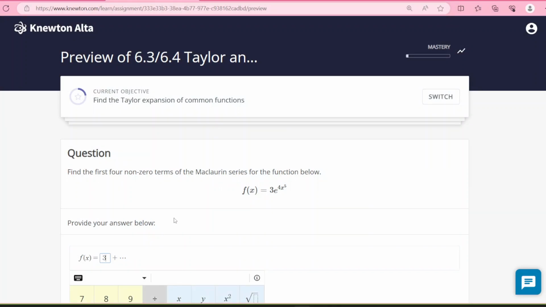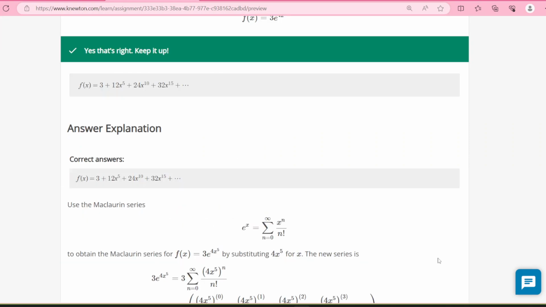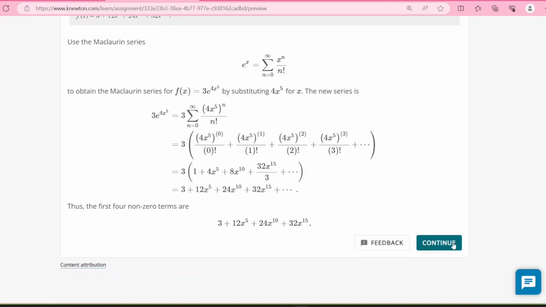So f of x equals 3 plus 12x to the fifth plus 24x to the 10th plus 32x to the 15th power, and so on. Wonderful. So yeah, very similar couple problems there.